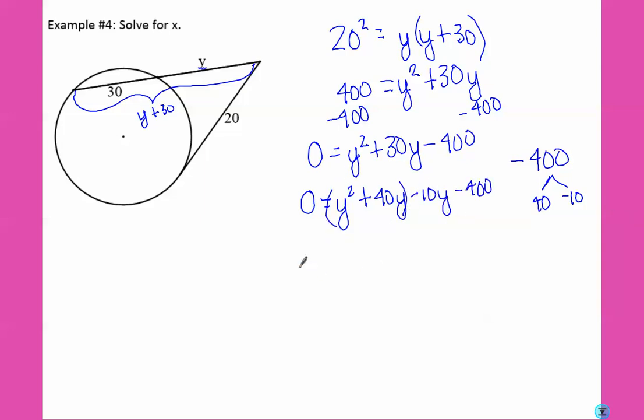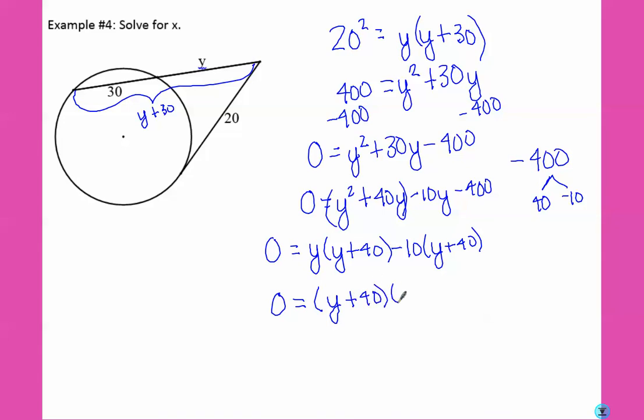Group the first two. I can factor out a y and be left with y plus 40. The second two, I can factor out a negative 10 and be left with y plus 40. That gives me factors of y plus 40 and y minus 10. If we set those equal to 0 and solve, we would get y equals negative 40 and positive 10. But y is our length out here, which can't be negative. So we get that y equals 10.